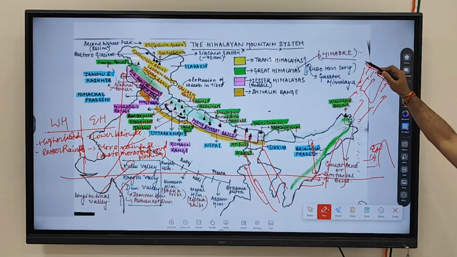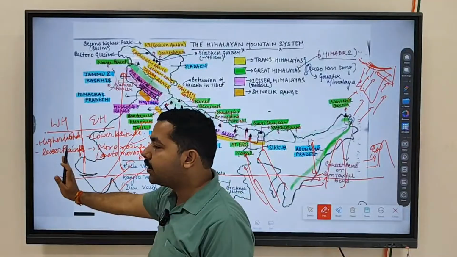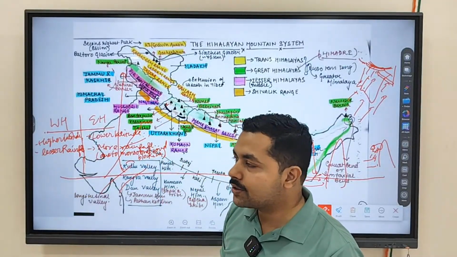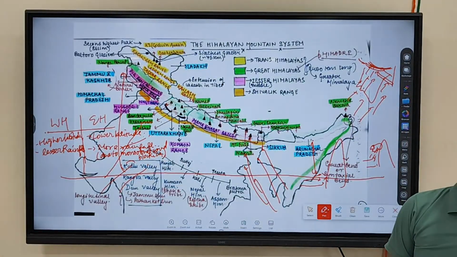So there is more rainfall in this region. Here they are not blocking, so less rainfall in this region. So you are finding more rainfall in this region and lesser rainfall in this particular region. That is the difference you find between Western Himalayas and Eastern Himalayas. Fine.